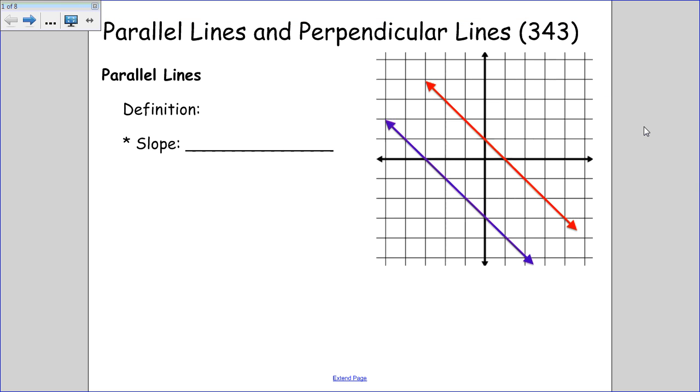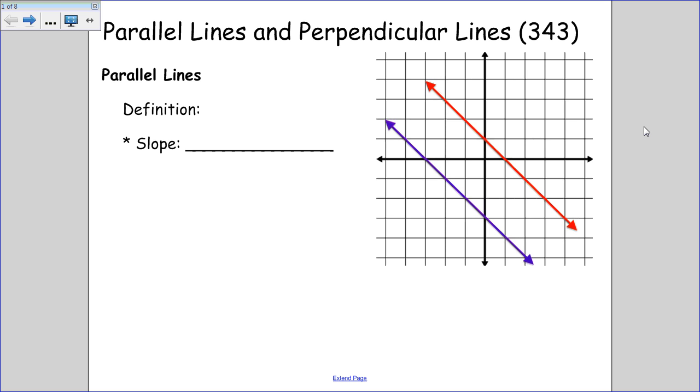Okay, so this is the video for parallel lines and perpendicular lines. We've talked about this a little bit in class, so let's talk about parallel lines first. What do we know about parallel lines? How could we define them? There's a picture here that helps us to look at it.